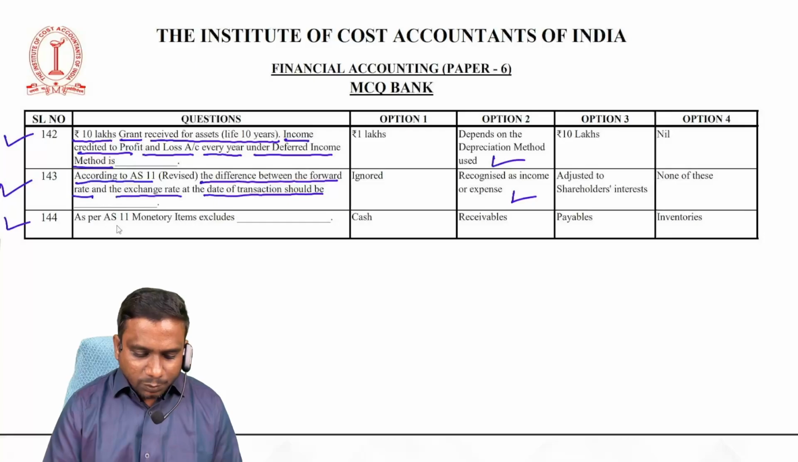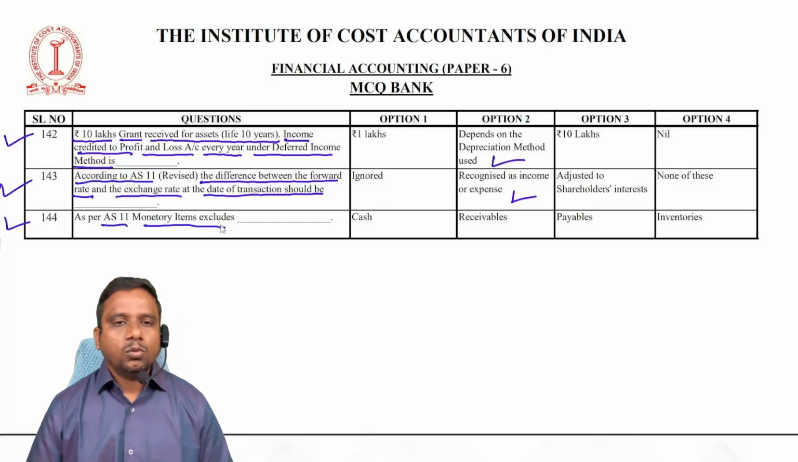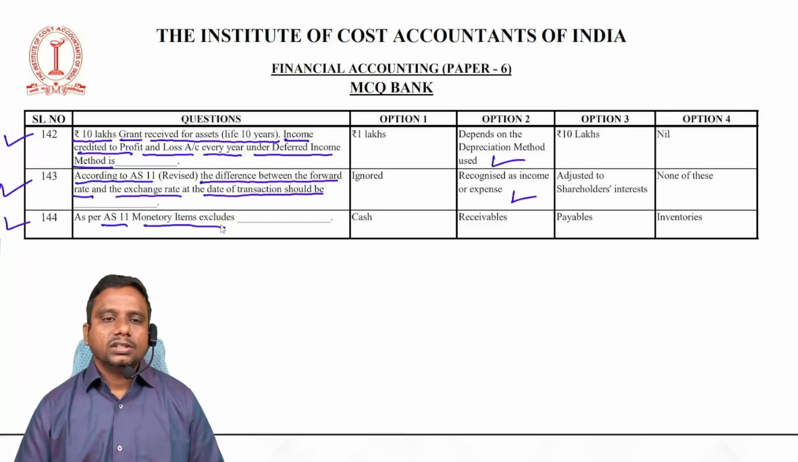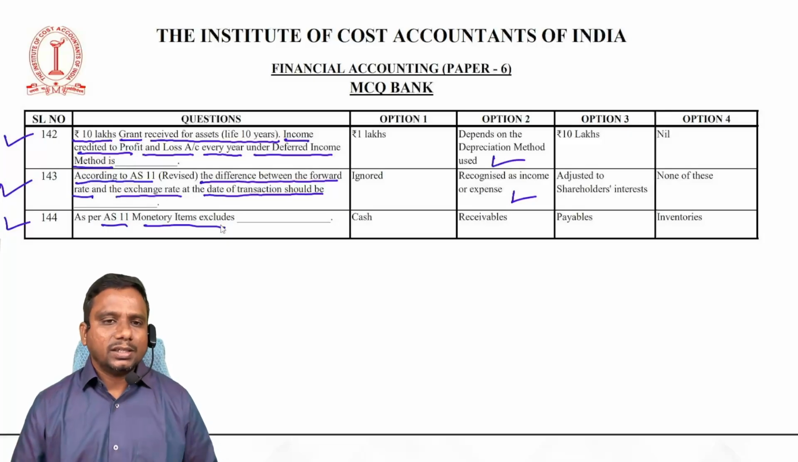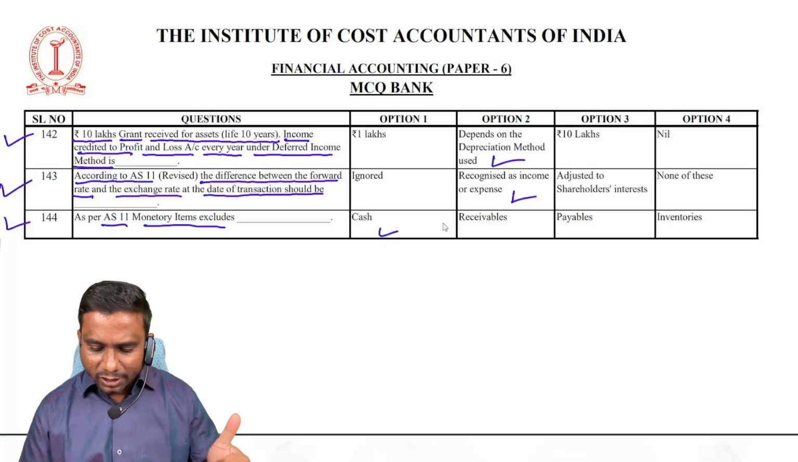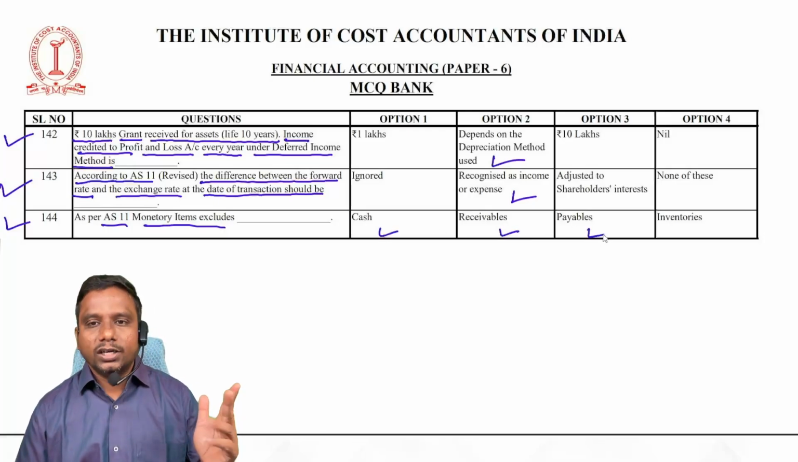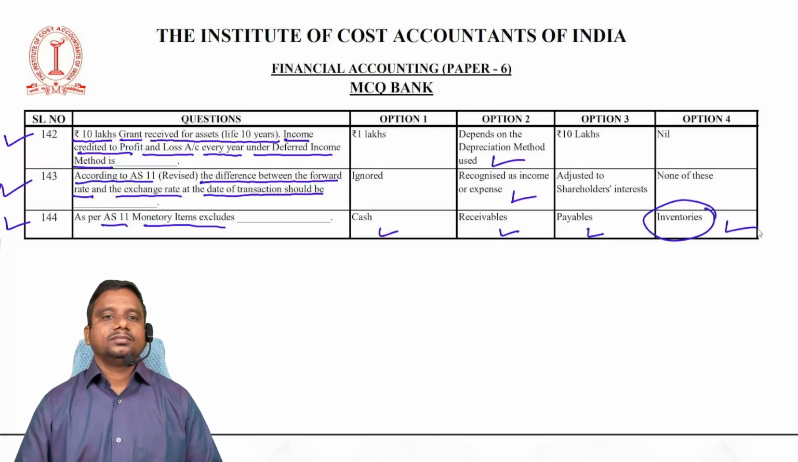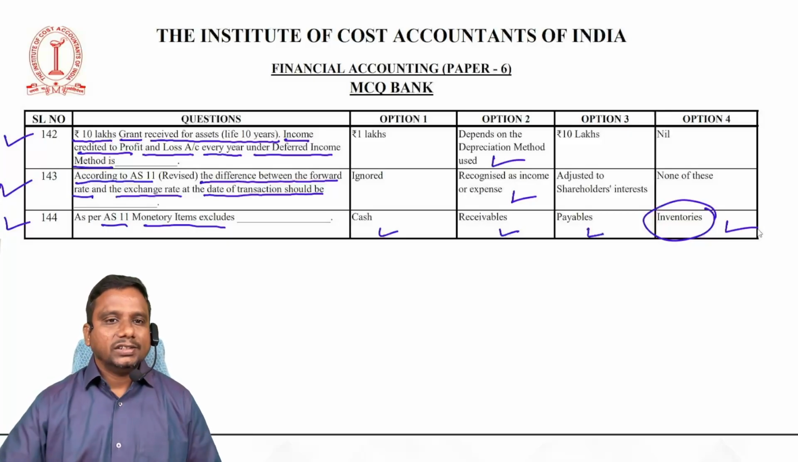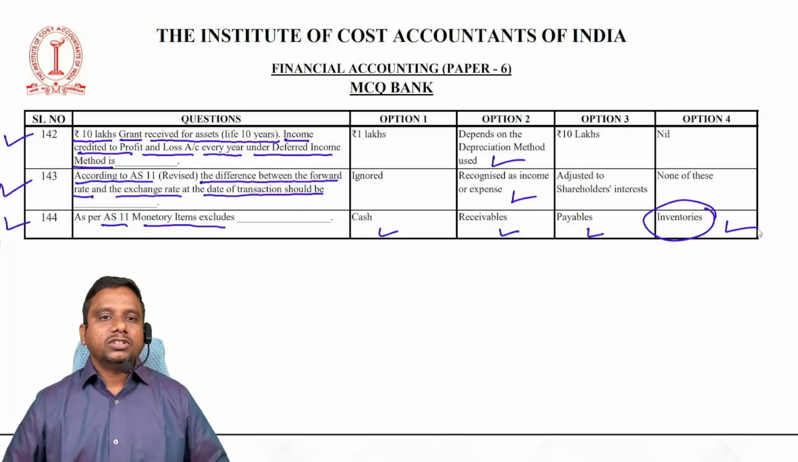Next. As per AS 11, monetary items include what? Monetary items are cash, receivables, payables, for example. But here they are asking what monetary items exclude: cash included, receivables included, payables included, but inventories excluded. Yes, students. These are the 144 MCQs.